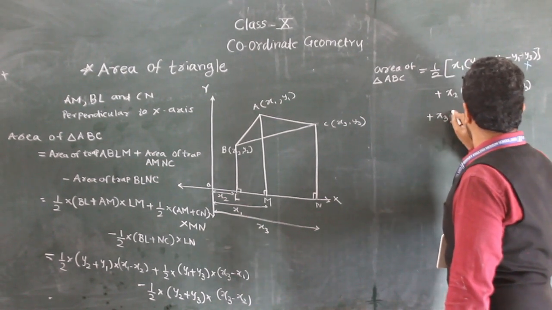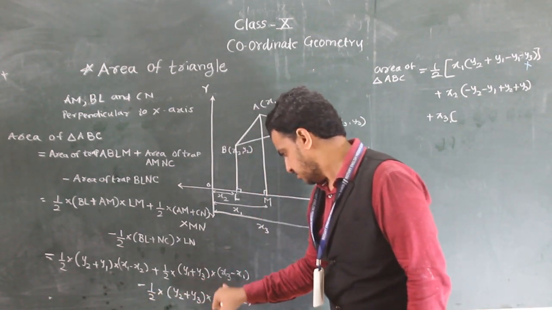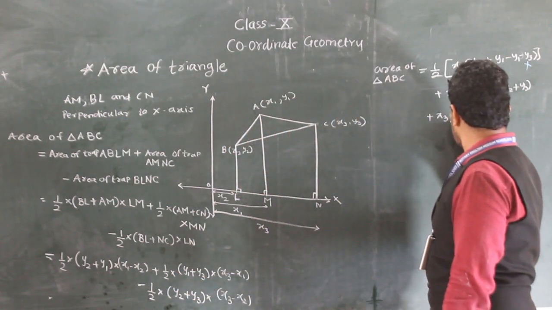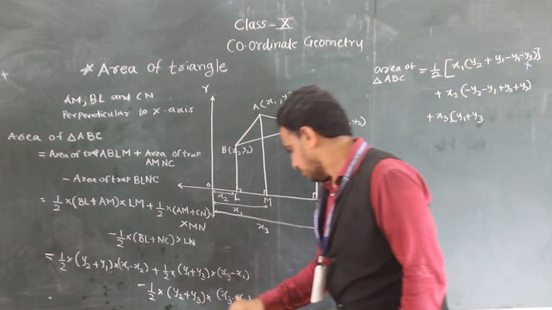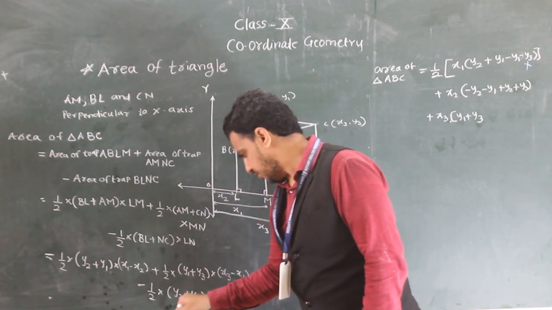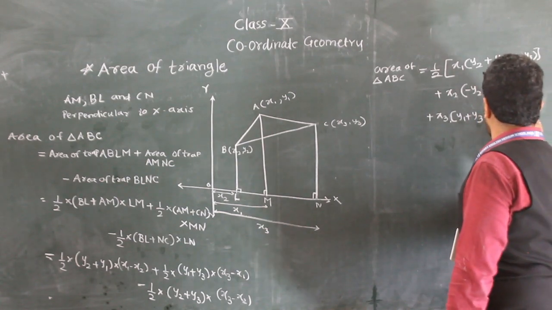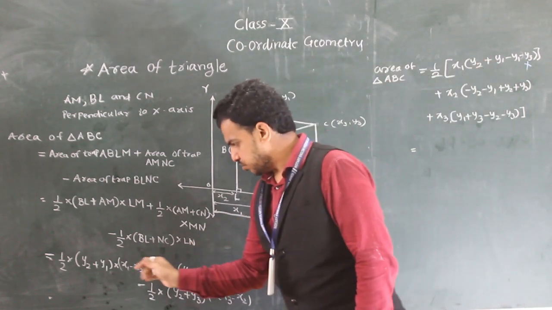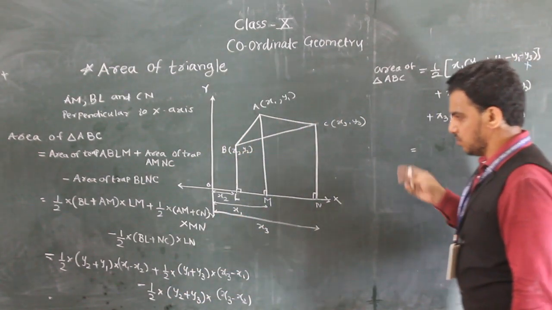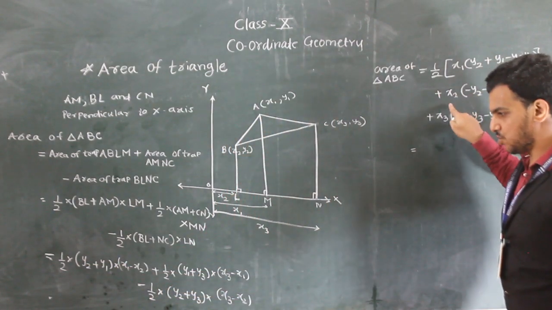Plus, x3 take common. If I take x3 common, here x3 is there and here x3 is there, but here the minus sign is there, and here this x3 is multiplied to y1 plus y3. So y1 plus y3, and because of this minus sign we give the minus sign to y2 and y3. So minus y2 minus y3. If you don't understand this, you can multiply all the terms and then take x1, x2 and x3 common. But if I do all this multiplication, it is big, so I am taking x1, x2 and x3 common directly.